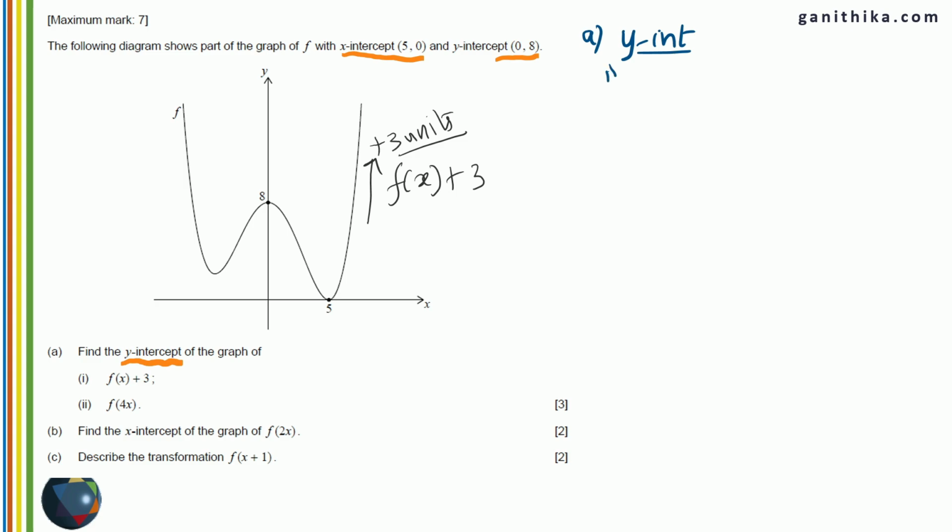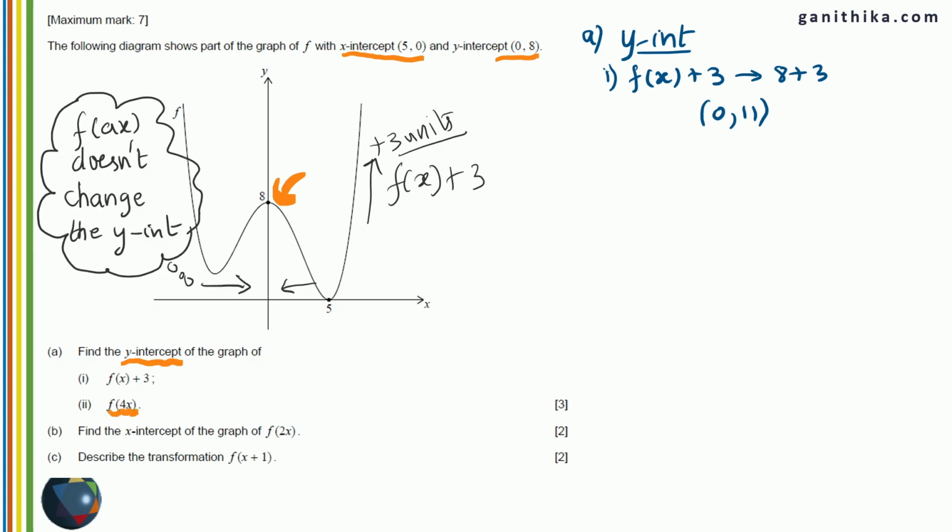We have to find the y-intercept for number 1, which is f of x plus 3. The y-intercept of f of x is 8. Therefore 8 plus 3 will give you the y-intercept of f of x plus 3, which is 0, 11. So this is the answer for A1. f of ax is a horizontal stretch and it doesn't change the y-intercept.